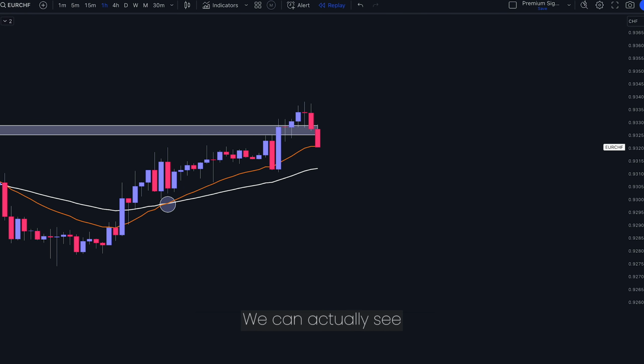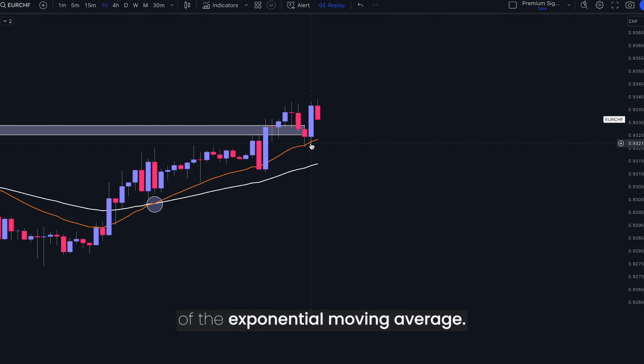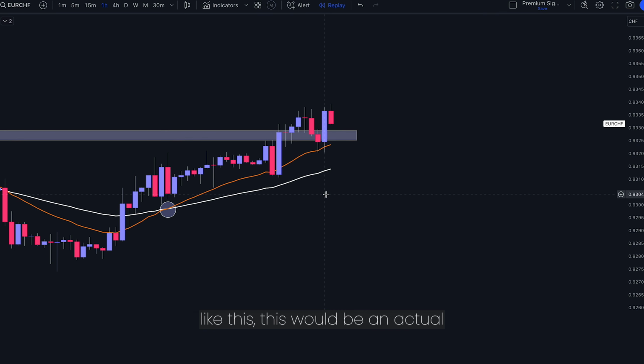So if I move forward, we have a nice break through the resistance zone. We can actually see a nice rejection of the exponential moving average. So if I would just expand, this would be an actual push, an exhaustion cycle completion. So what will potentially happen next is a continuation of the upward direction.